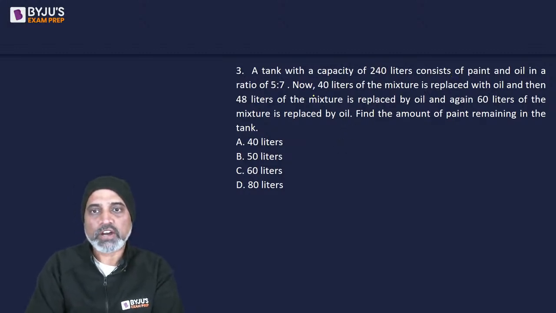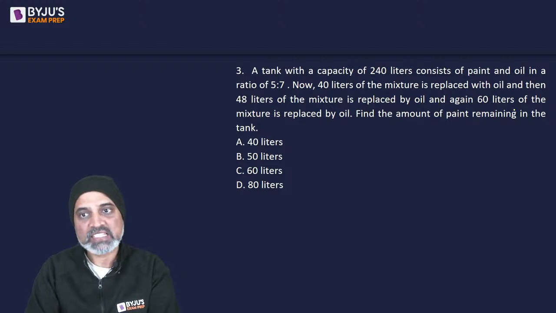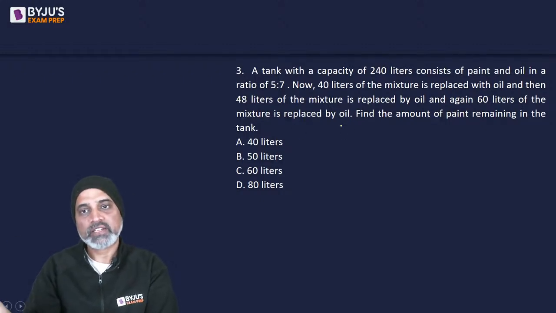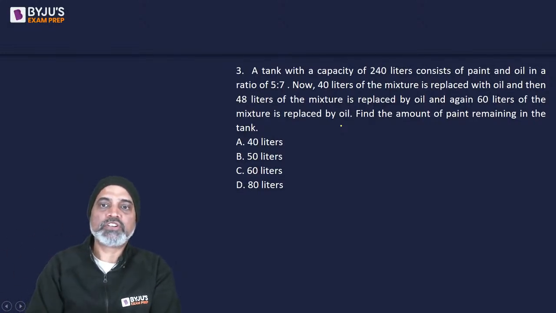So now 40 liters of the mixture is replaced with oil, and then 48 liters of the mixture is replaced by oil, and again 60 liters of the mixture is replaced by oil. So 3 replacements are being done: 40, next 48, and next 60. So what is the amount of paint remaining?